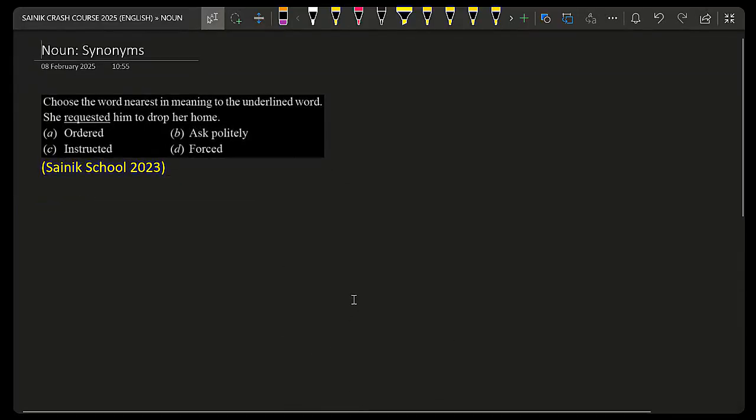Okay, all of you look at this question. Choose a word nearest in meaning to the underlined word. Nearest in meaning means synonym or antonym? It is synonym. She requested him to drop her home. What is the nearest in meaning word, the synonym to the underlined word requested? Ordered, asked politely, instructed, forced.